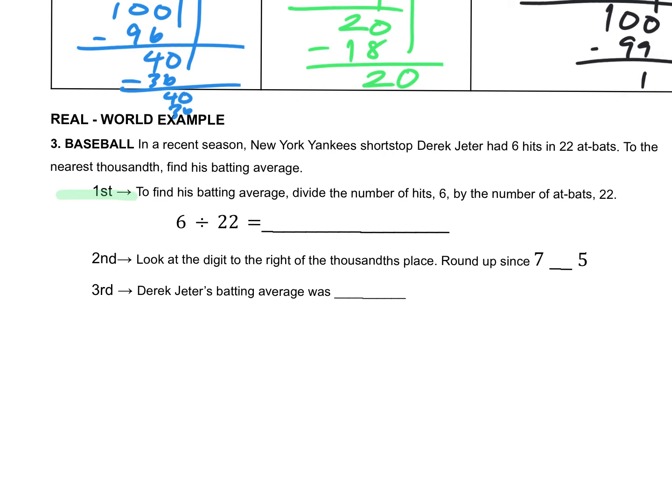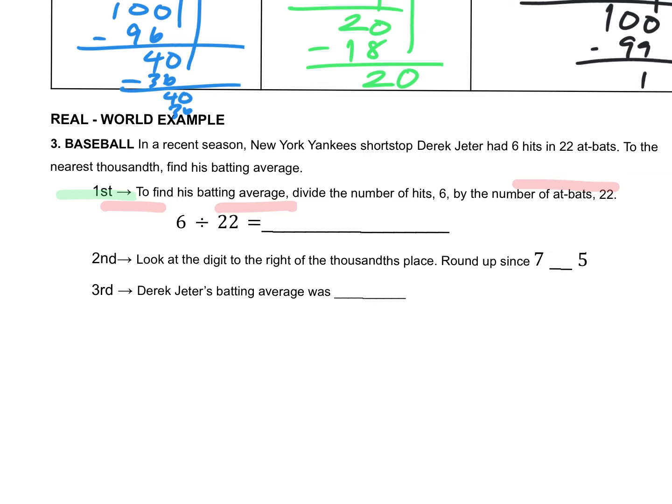Baseball fans, you have a lot of stats in baseball. So in a recent season, the New York Yankees shortstop Derek Jeter had 6 hits in 22 at-bats. Round to the nearest thousandth and find his batting average. Again, a big place we use decimals in the real world.